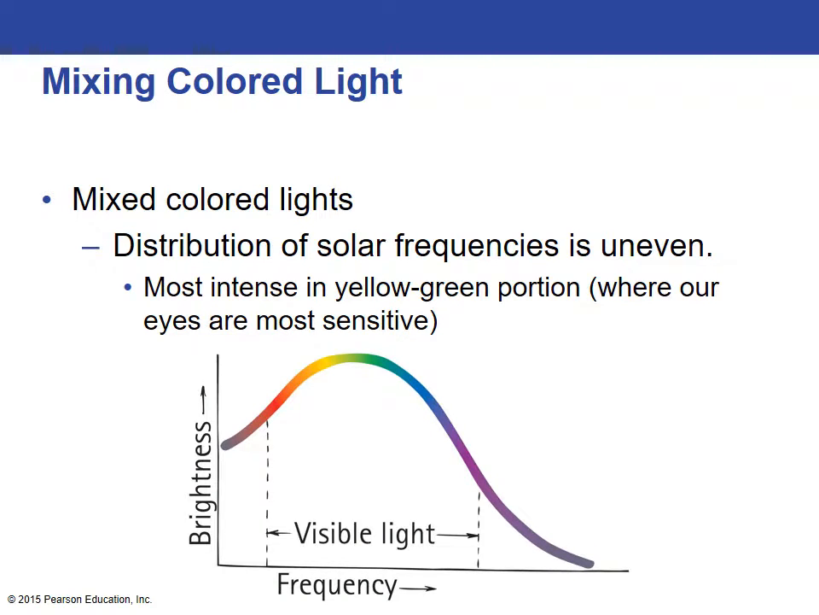So as you just saw in the video, the distribution of solar frequency is uneven. So the most prominent frequency given off by the sun is the yellow-green region. So this region in here, that chartreuse or yellow-green. And this is where our eyes are most sensitive. So that's what we're picking up the most because that's what most of the light given off is.